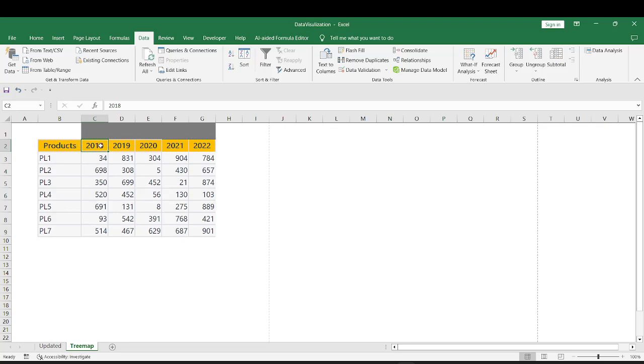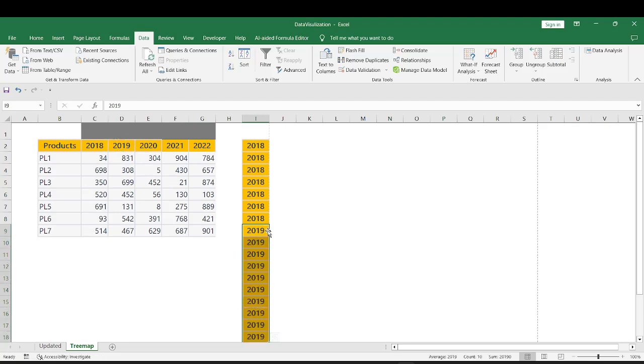For that, let me just take this first year. Select 7 rows, Control D. Now do the same for 2019. Select this for 7 rows. I have now copied 2018, 2019, 2020 7 times because we have 7 products. That's the reason I've copied all these years 7 times here.